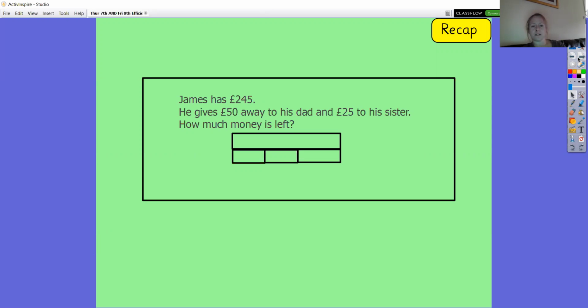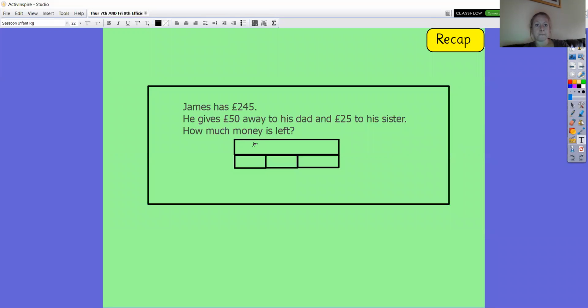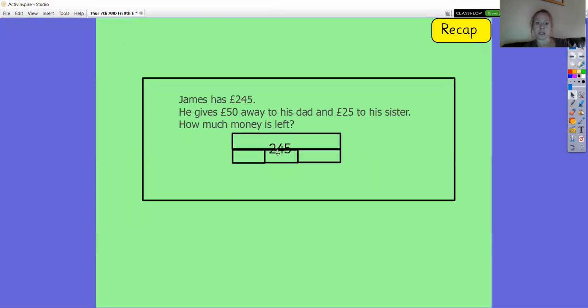Okay, so hopefully you've had a go at that. Let's have a look at it together quickly before we begin our main lesson. So James has £245. That's the biggest amount of money that we're going to be dealing with, because that's all the money that he's got. So I know that I need to put that in the top box there. I don't need to worry about the pound signs when I'm working out, as long as I remember to add them on when I answer the question at the end.